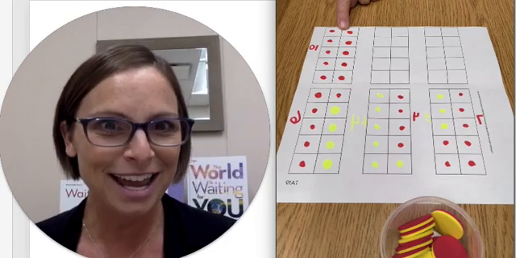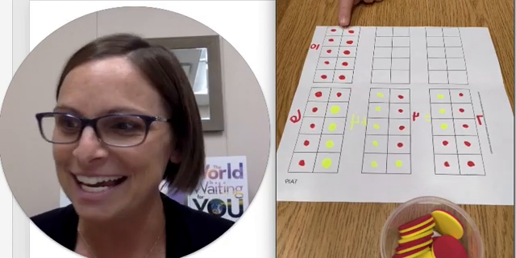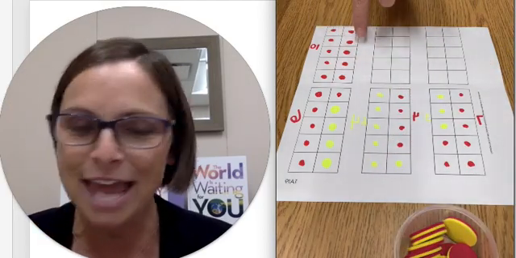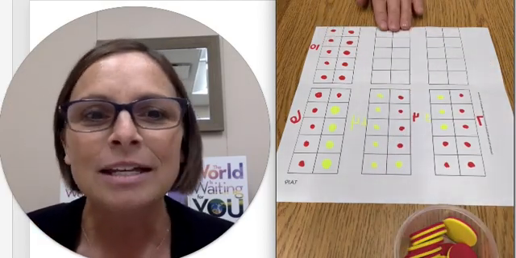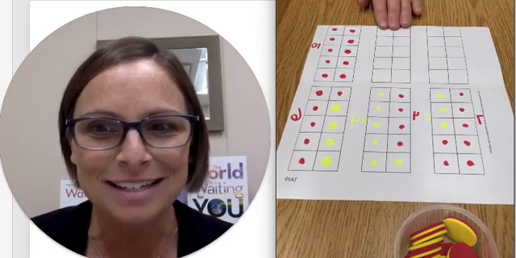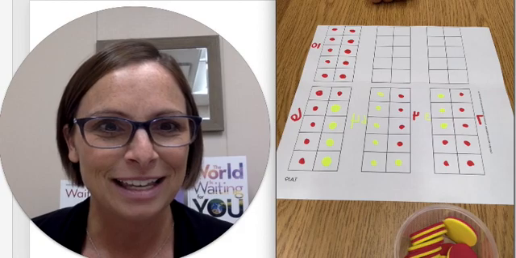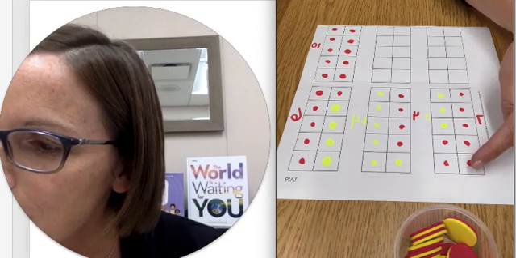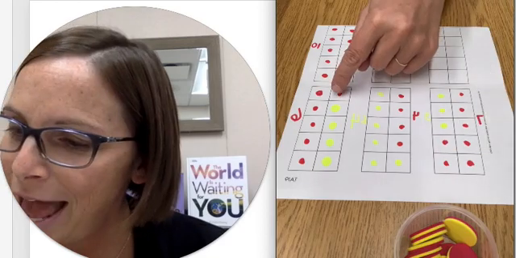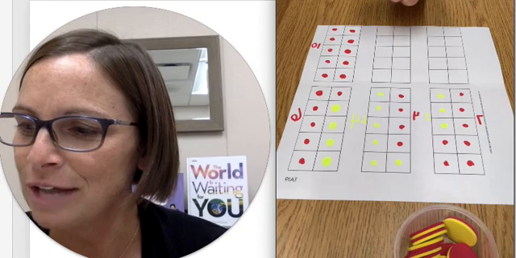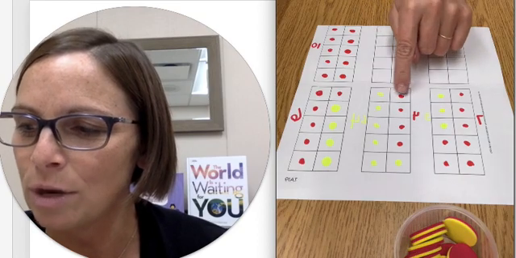And how many red? 10. Yes, my counters all landed on red, so I had 10 red. Can you take a look at these other combinations? What do you notice? Yes, that sometimes there were more red, and other times, just this one here, there were less red.